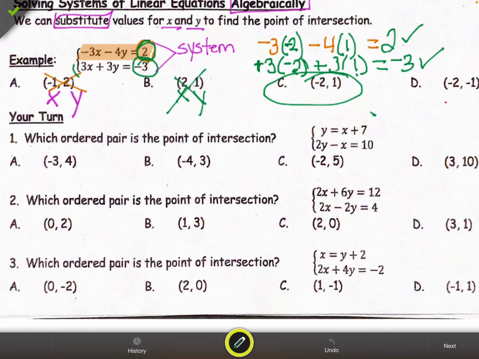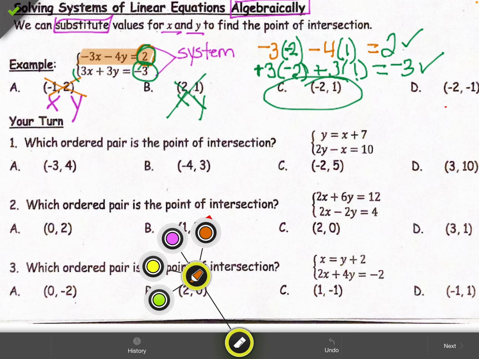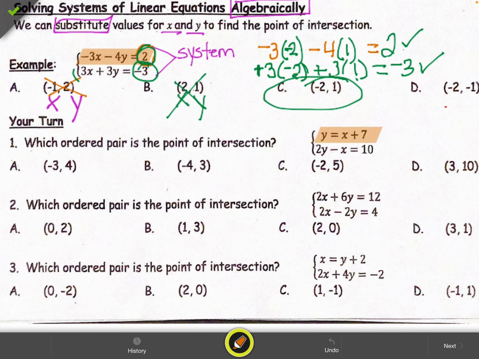Well, the good news with Desmos is all you got to do is type in your 2 equations. You don't have to do anything to the equations, just take the 2 equations that they're giving you. So if we look down at the next example, we're going to take y equals x plus 7 and 2y minus x equals 10. We're going to type them into Desmos and see if they intersect. If they do, it should be one of these 4, and that's going to be your answer. It saves us from having to plug in. It saves us from having to do what they say algebraically.